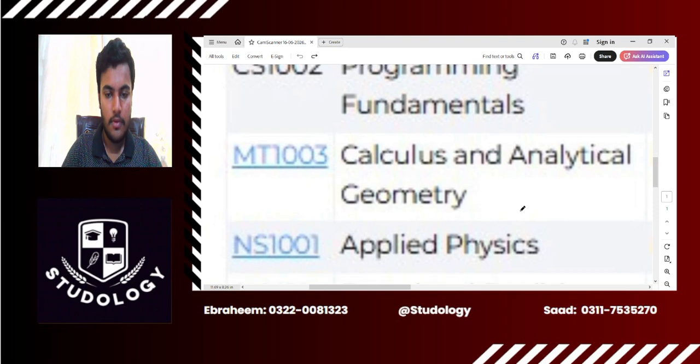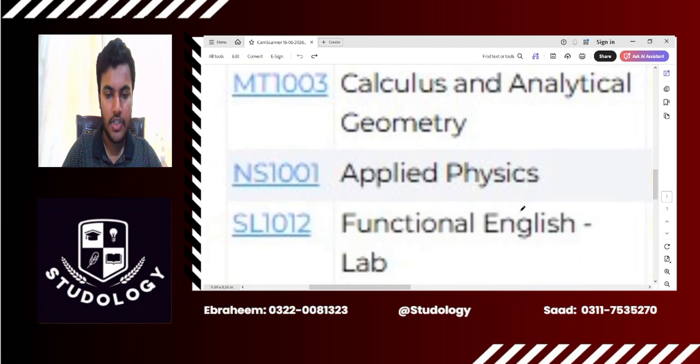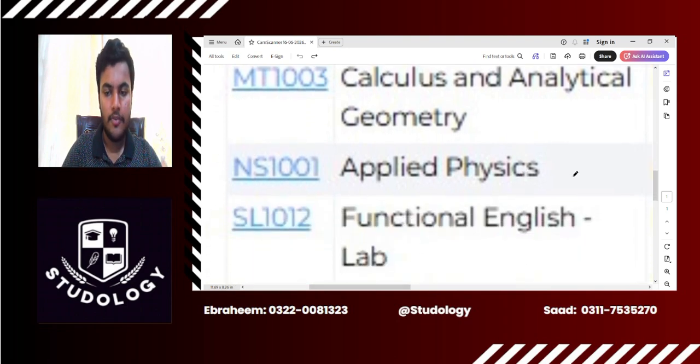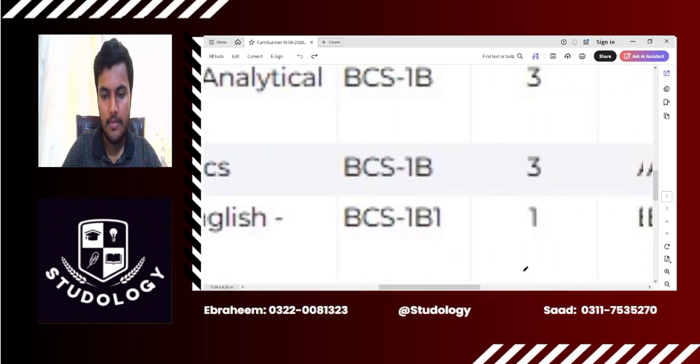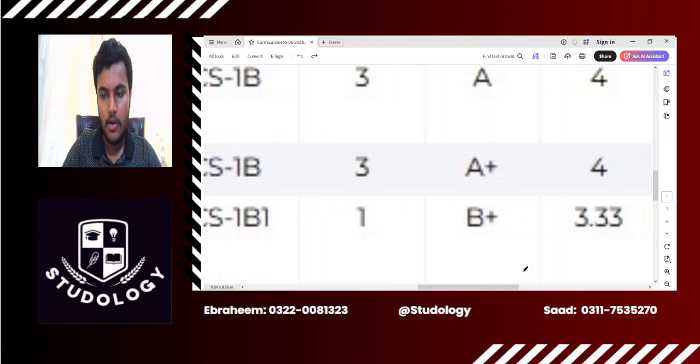Okay, so next we will move on towards functional English lab. Functional English is basically a social science, and in this lab, we basically did activities related to English. Some were written activities and some were ICT activities that were done on the computer. So labs are basically one credit hour subjects, and I got a B plus in this.